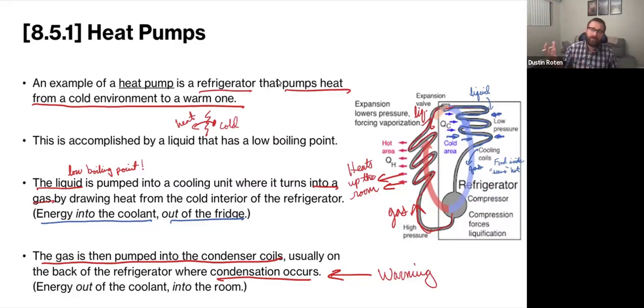So a refrigerator will actually make your kitchen warmer, because the end result that you get out at the end of the day is the condensation from the condenser coils in the back. So obviously this is just a refrigerator. You can essentially reverse the process and get a heat pump that's going to heat your home in the wintertime.